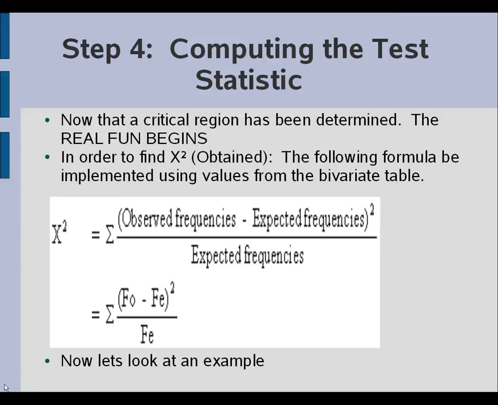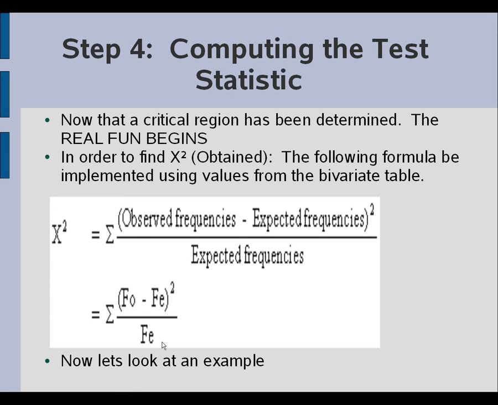Step 4. Computing the test statistic. Now that a critical region has been determined, the real fun begins. In order to find x squared obtained, the following formula must be implemented using the values from the bivariate table. So the formula is the sum of the observed frequencies minus the expected frequencies, squared, over the expected frequencies.